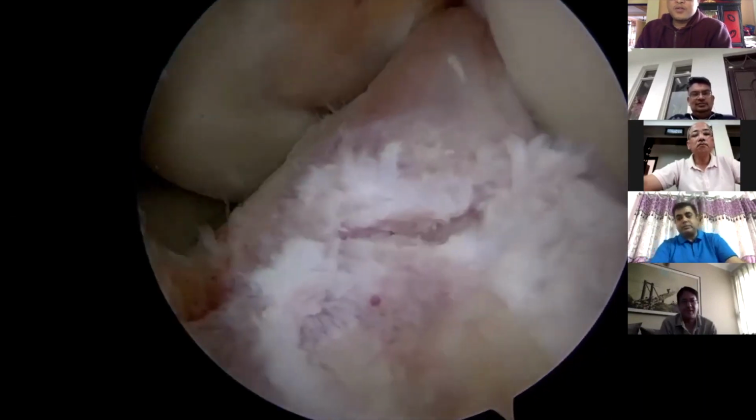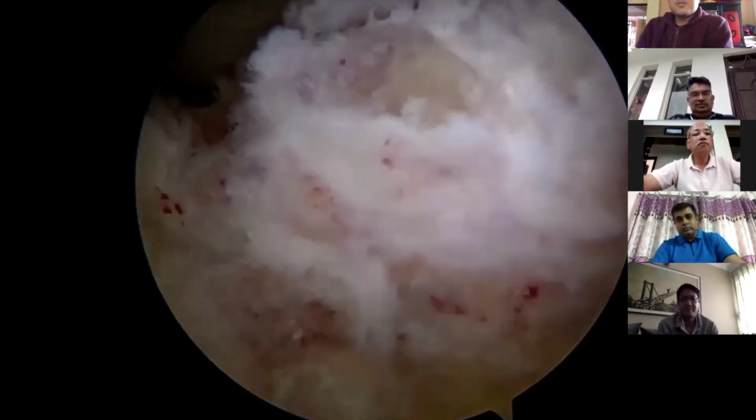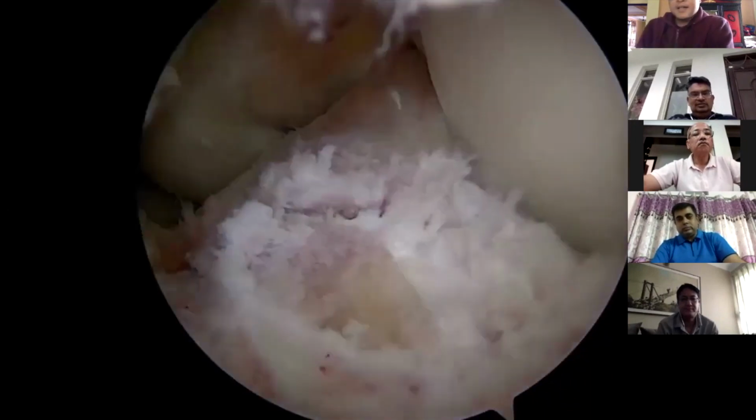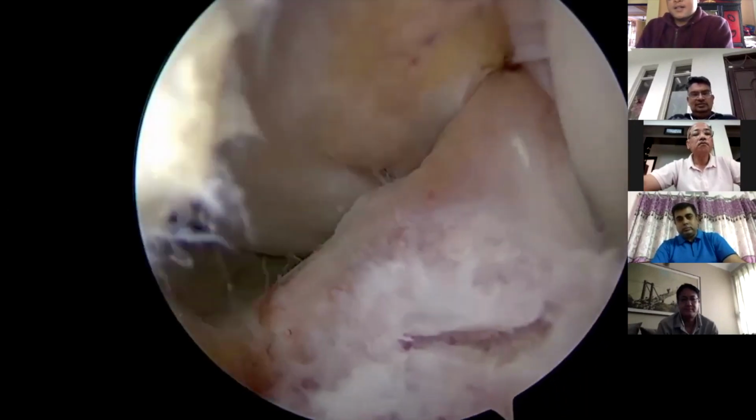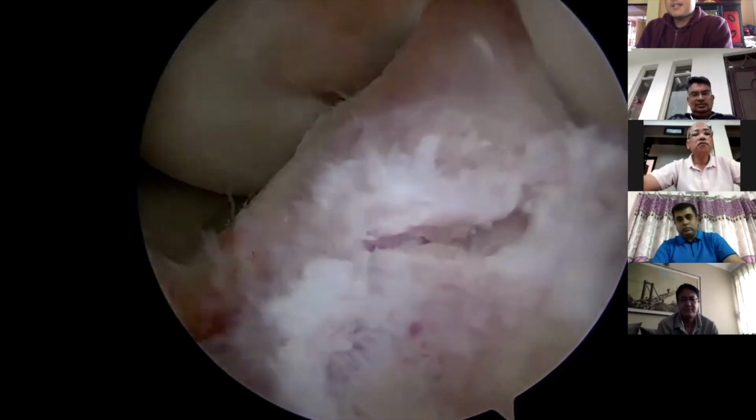So we did arthroscopy in this case. This was malunited. There was a good bony bump anteriorly. If you find a case like this, what will be your take, sir?